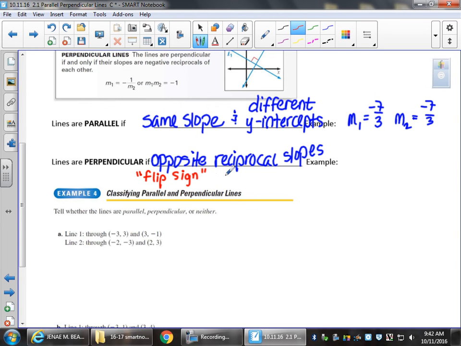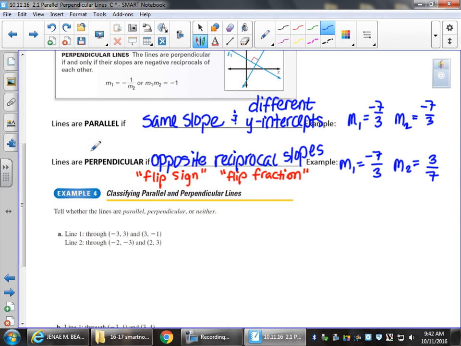Flip the sign. Reciprocal. Flip. Fraction. So let's see. If we started with negative 7/3 again, great fraction, let's use it. What would the reciprocal slope be? The perpendicular slope to this would be what? A positive 3/7. Flip the sign, so negative becomes positive, and then flip the fraction, 7/3 becomes 3/7.